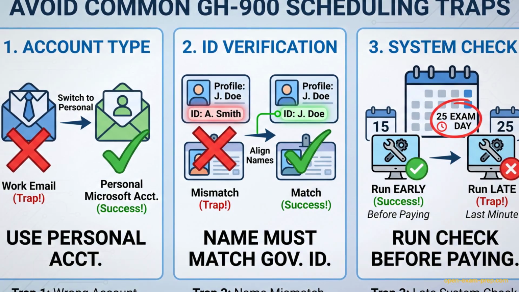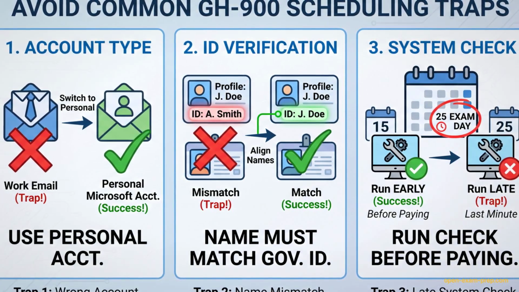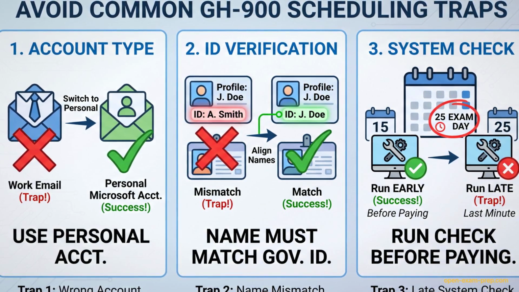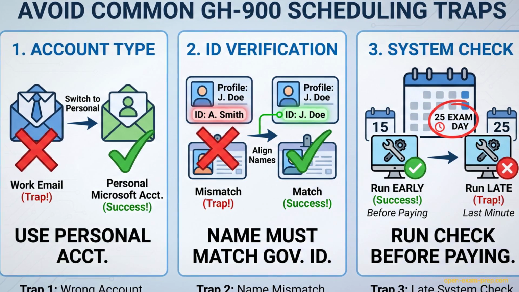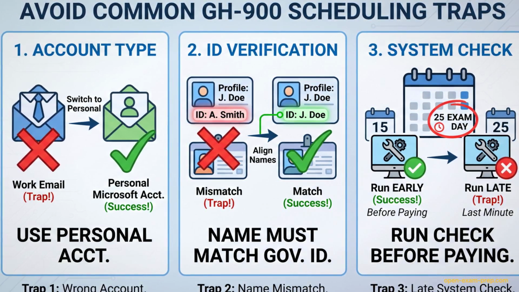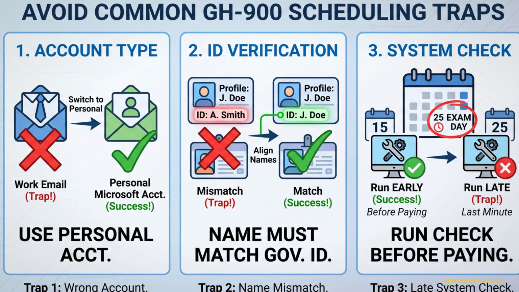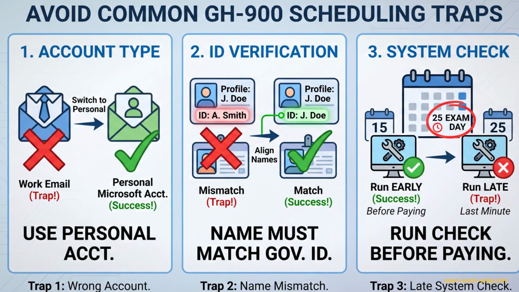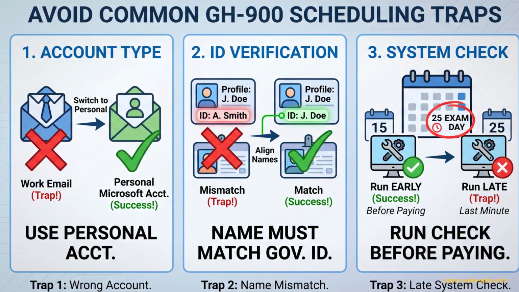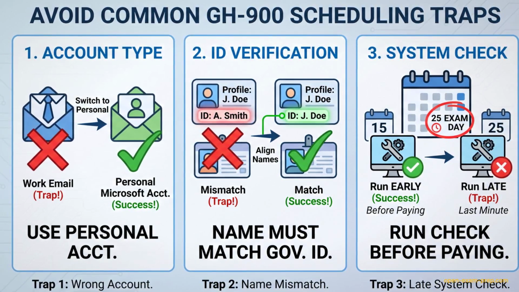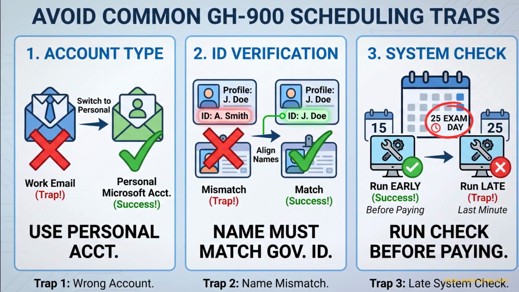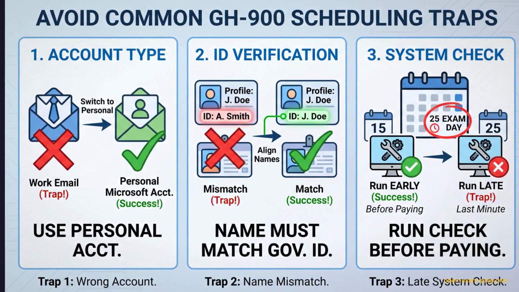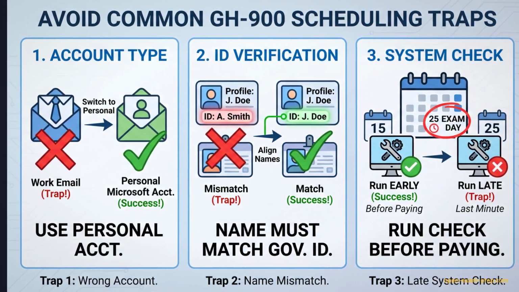Finally, avoid the common administrative traps that can ruin your exam day. First, always register for the exam with a personal Microsoft account, not a work or school account, to ensure you never lose access to your certification records. Second, make sure the name on your government ID exactly matches the name on your certification profile. Third, if taking the exam online, run the Pearson VUE system check on your computer well in advance, not the night before, to avoid technical surprises.